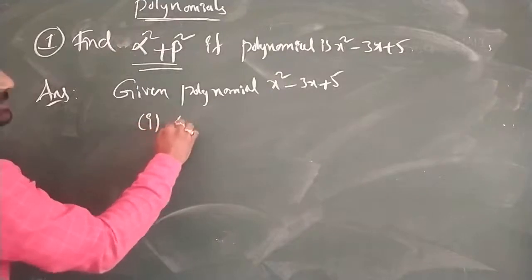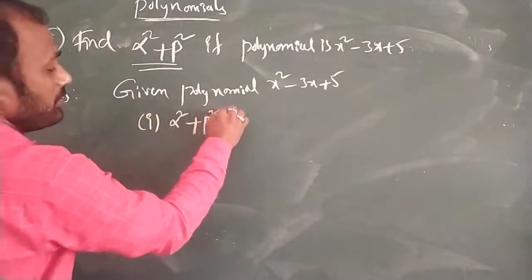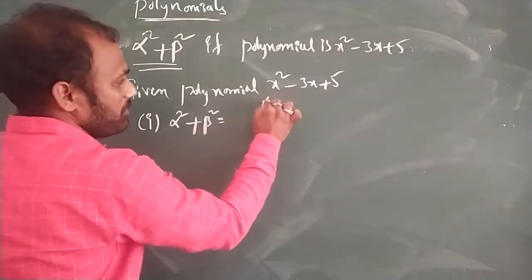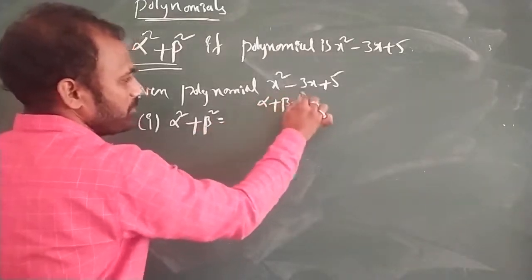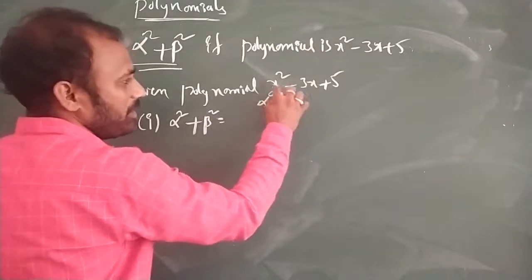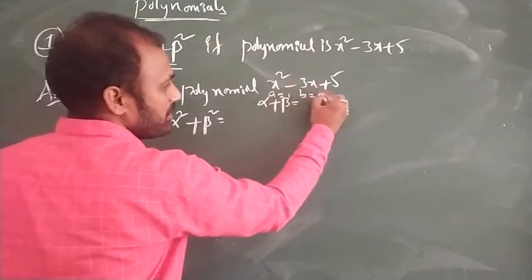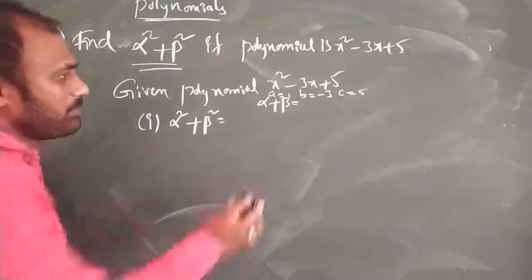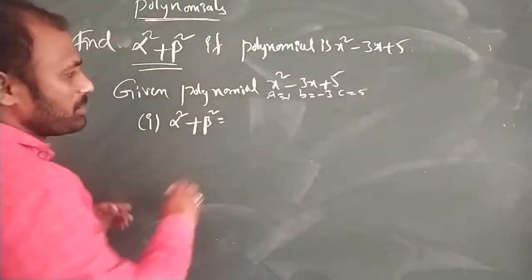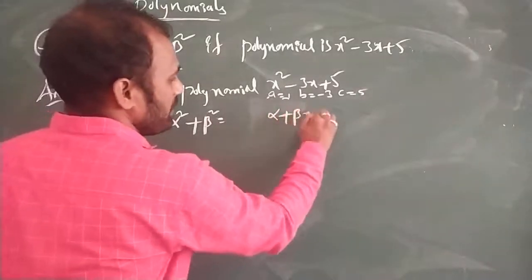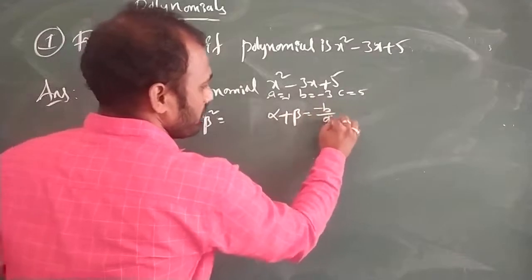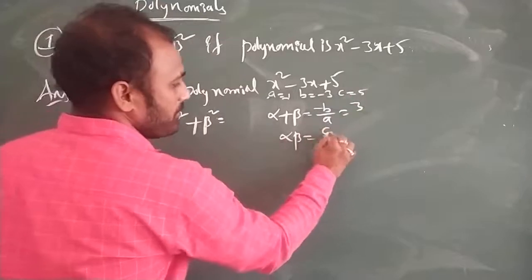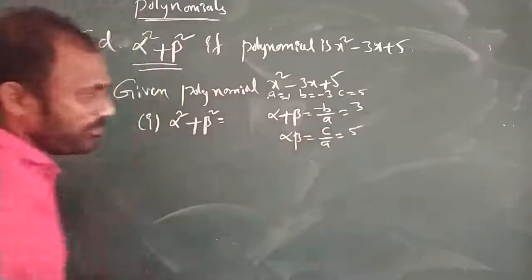The first question I am taking is alpha square plus beta square. Firstly we will find alpha plus beta. Here the a value is 1, b value is minus 3 and c value is 5. So alpha plus beta, that is the sum of the zeros, can be written as minus b by a, that is minus of minus 3, which is plus 3. The product of the zeros is c by a, which is 5 by 1, which is 5.